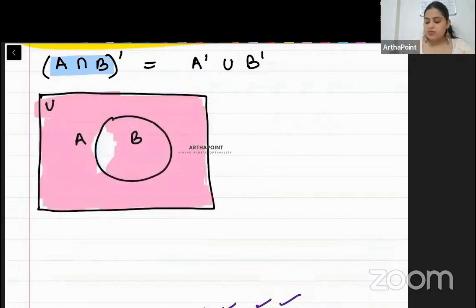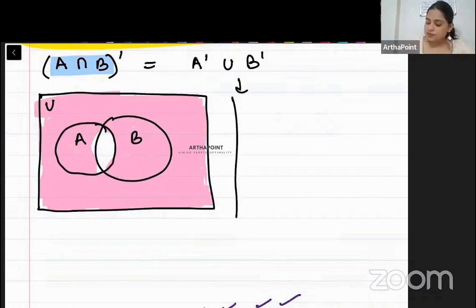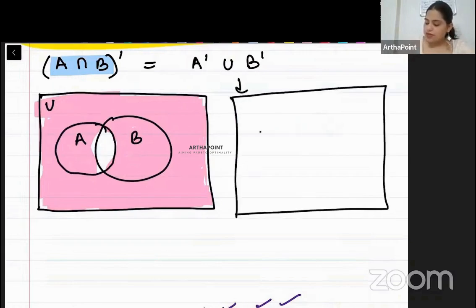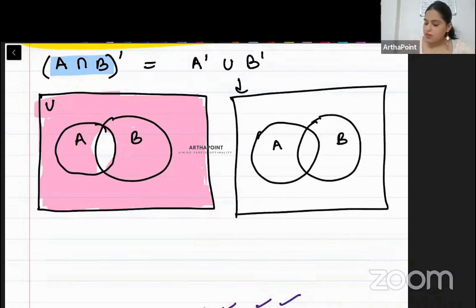Except this. This is your final answer. ठीक है, अब इसको solve करते हैं. Beta, this is A. This is B. This is universe. What will be A complement? Everything except A. This is A complement.